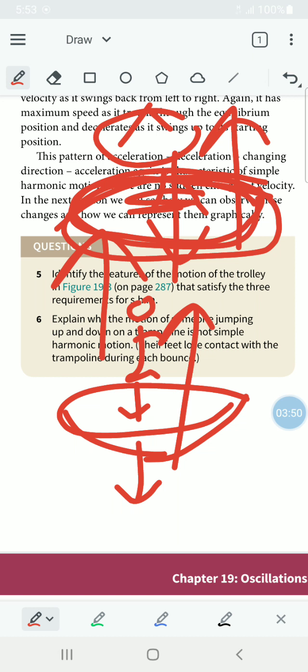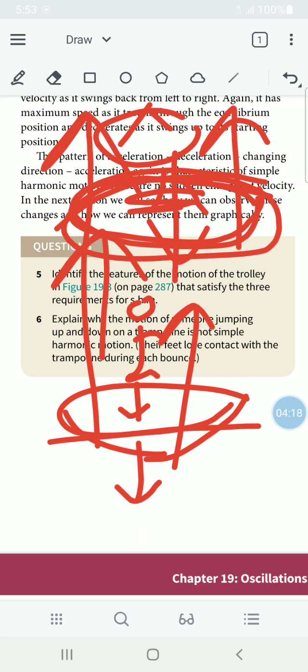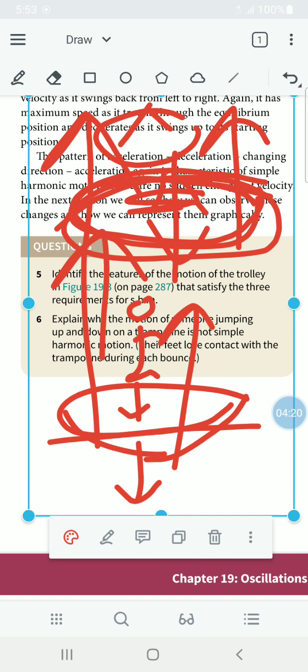So that is the reason why it cannot be considered as simple harmonic motion. Your answer should contain these details. The restoring force is not proportional to the distance from the equilibrium point, right? That means he can go really high. So let me delete this and draw it again, then it would make more sense to you.